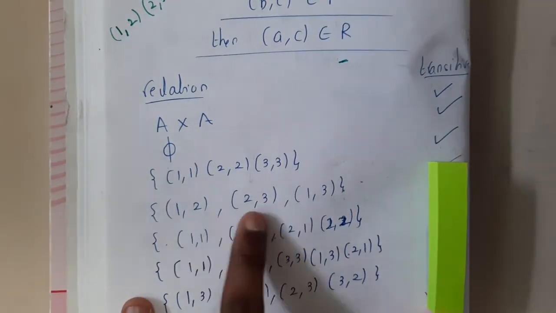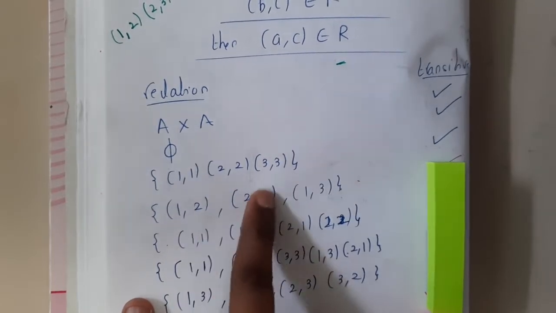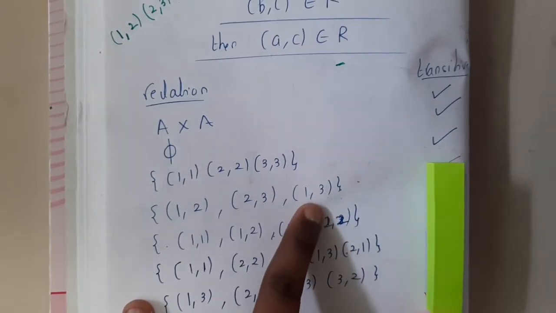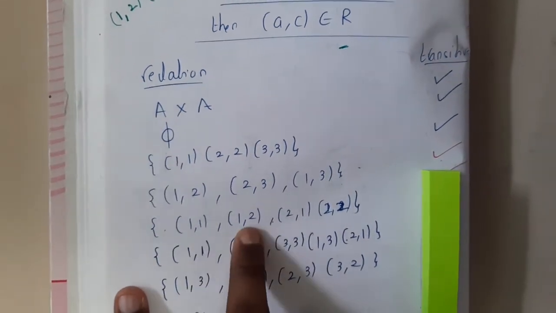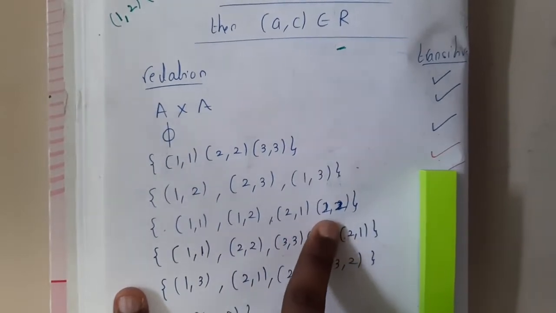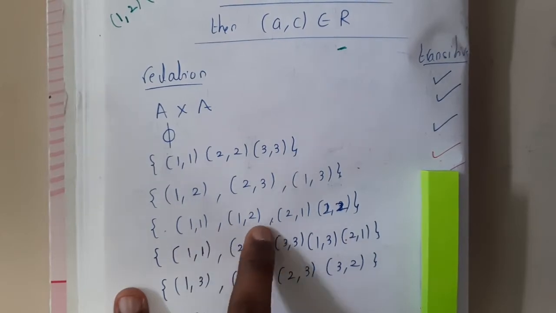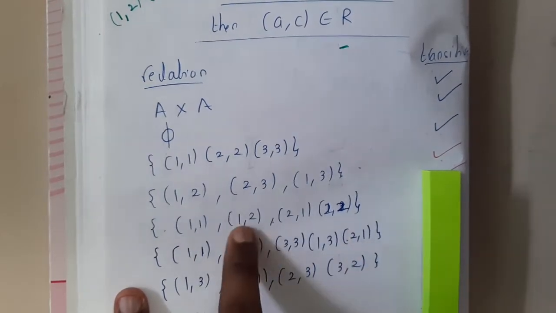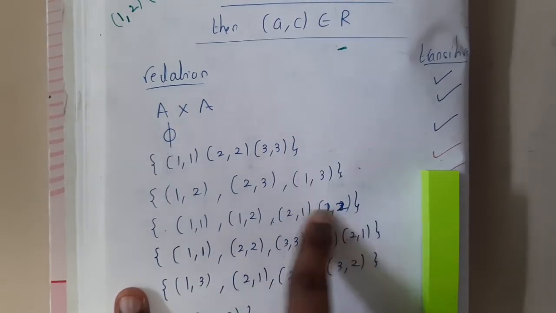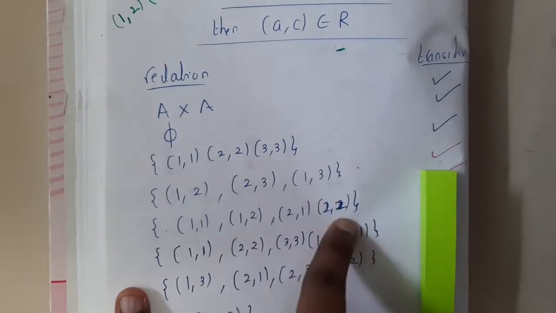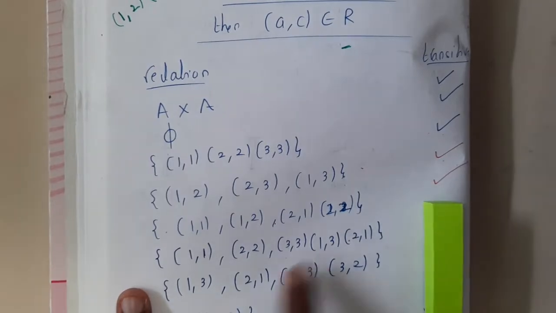Moving on, {(1,2), (2,3), (1,3)}. Here (1,2) is there and (2,3) is there, so indirectly (1,3) should be there. Luckily it is there, hence it is transitive. Similarly, {(1,1), (1,2), (2,1), (2,2)}. (1,1) could be paired with (1,2) to get (1,2), which is already there. (1,2) could be paired with (2,1) to get (1,1), which is already there. (1,2) paired with (2,2) gives (1,2), also there. Every combination is there, so it's also transitive. Very good.